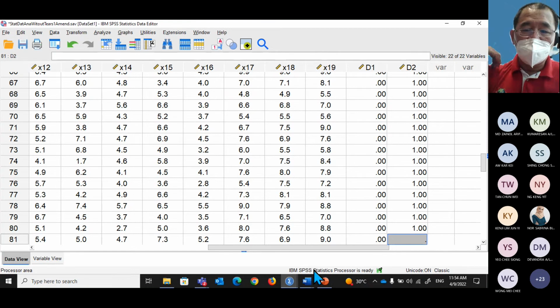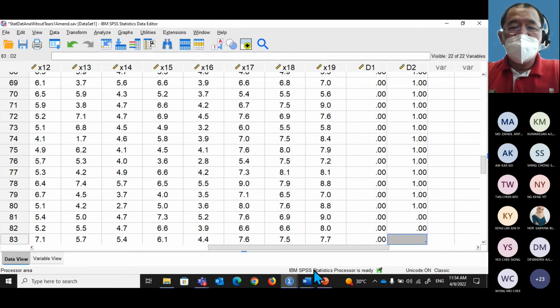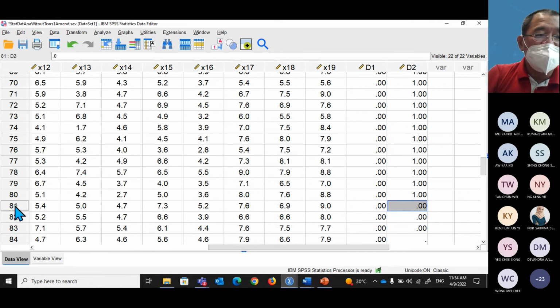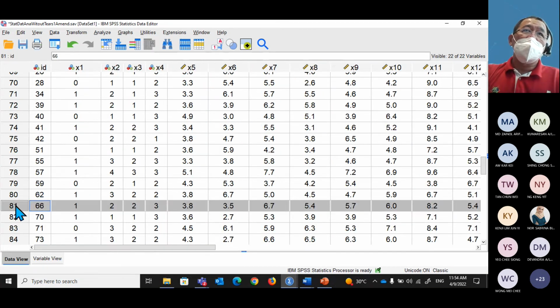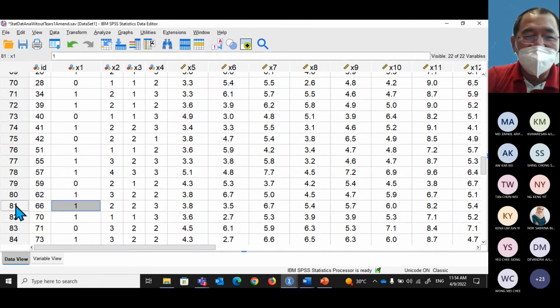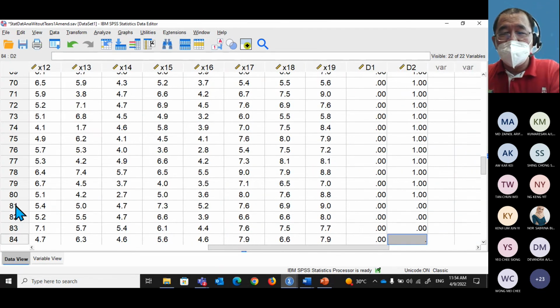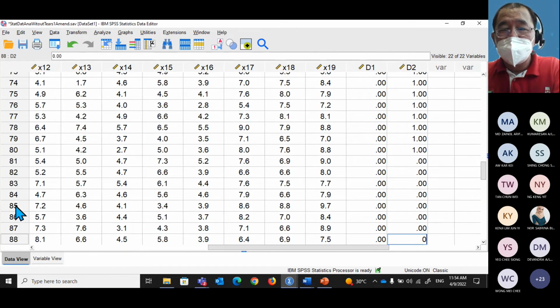So the rest are all 0. Therefore, respondent 81 is not urban and not semi-urban. Therefore, confirm must be rural. Okay, logic. So 81 until 100 are from rural. They shop in the rural area.